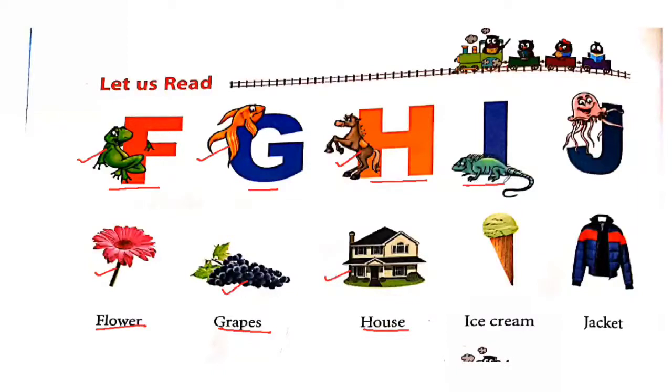Now look at this animal. I. I for iguana. This is the reptile. And I for ice cream. Next, J. What is this picture about? This is a jellyfish. So J for jellyfish. And J for jacket. So students, our next letters F, G, H, I and J.